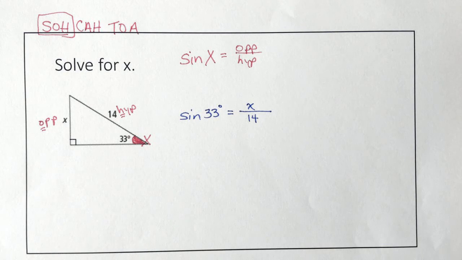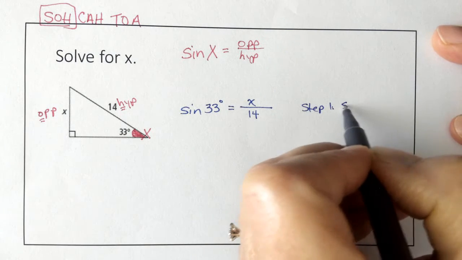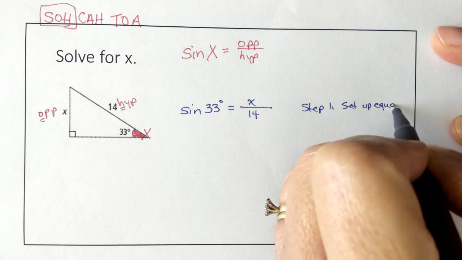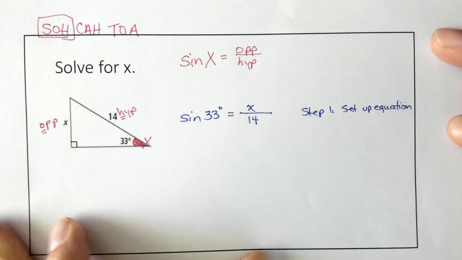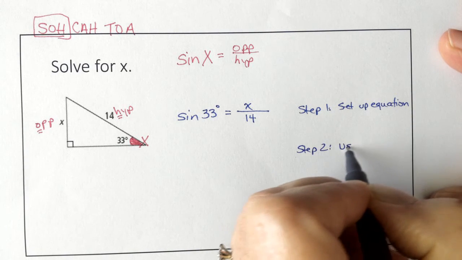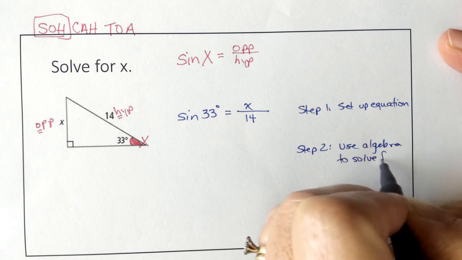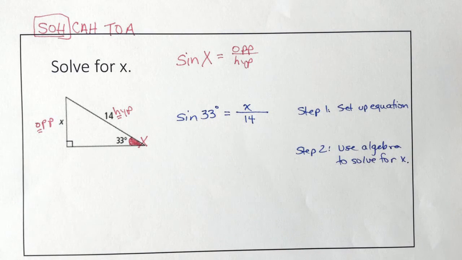Okay, so the setup is finished. So step 1, set up the equation. Okay, and then step 2, use algebra to solve for x. Okay. Now I propose that, because sometimes they get an extra step more than this one's going to require, I propose that you treat these like proportions.